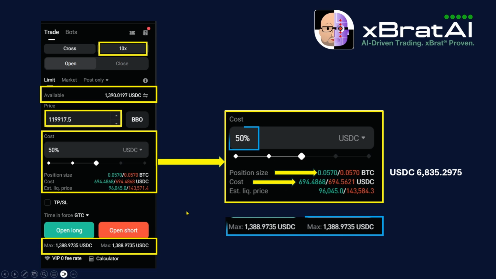So the cost is calculated at 50% of the maximum available for longs and shorts respectively. So remember, this is a sliding scale. You can choose 10%, 20%, 100%. This is a good example at 50%. So at this point, we have $694.48, which is 50% of this maximum available.